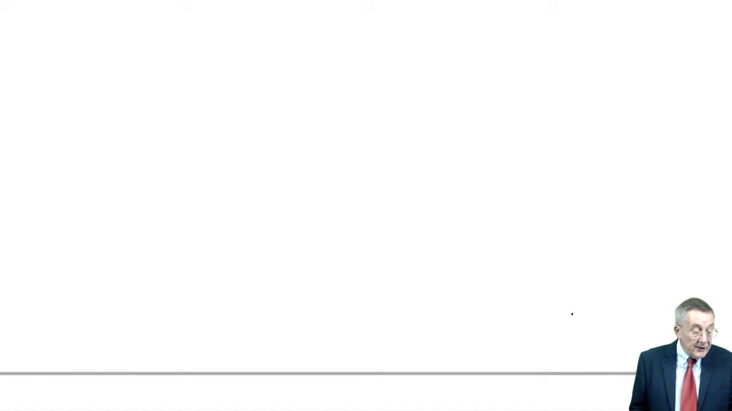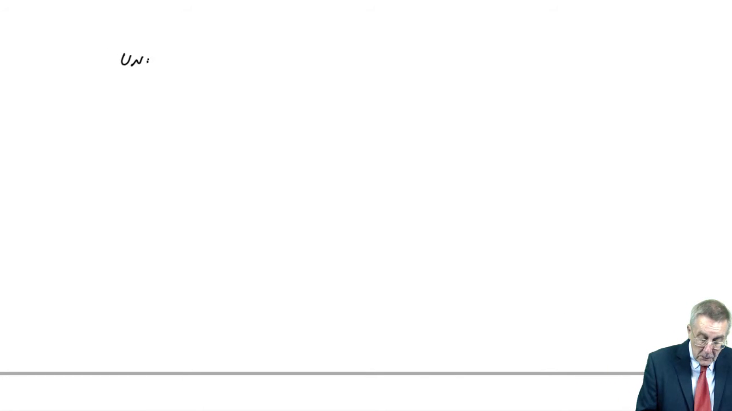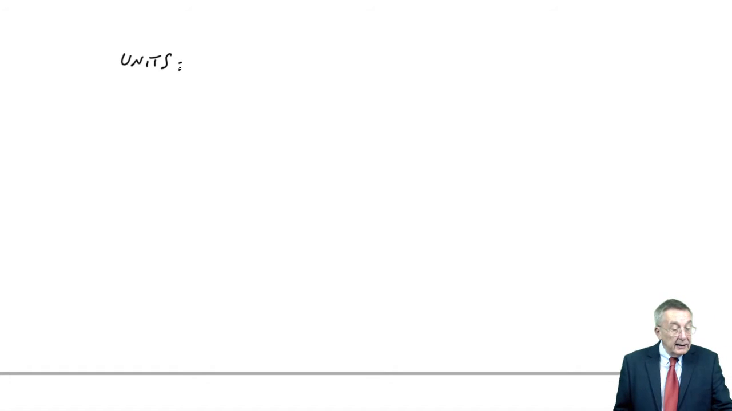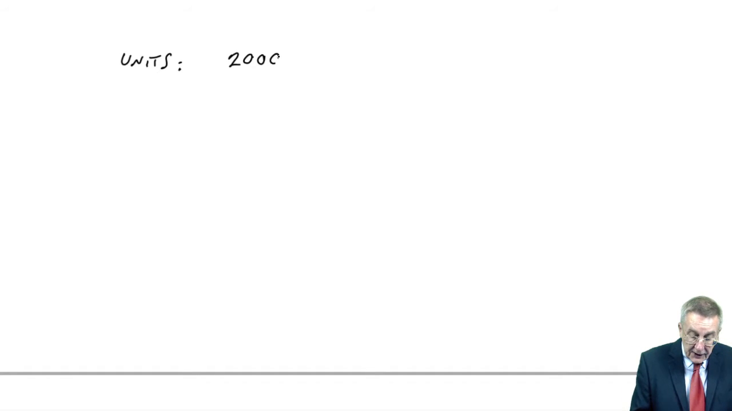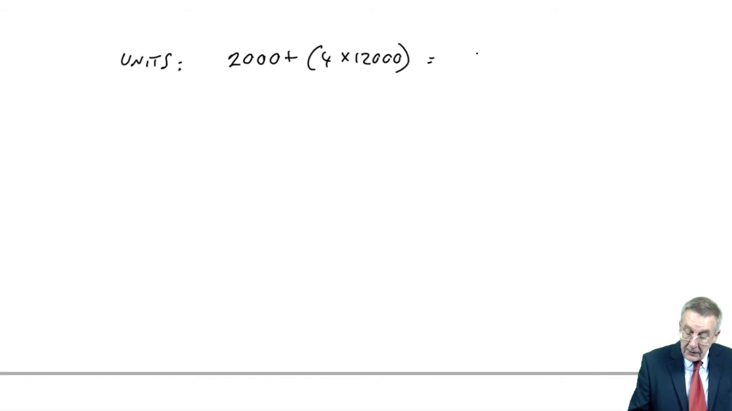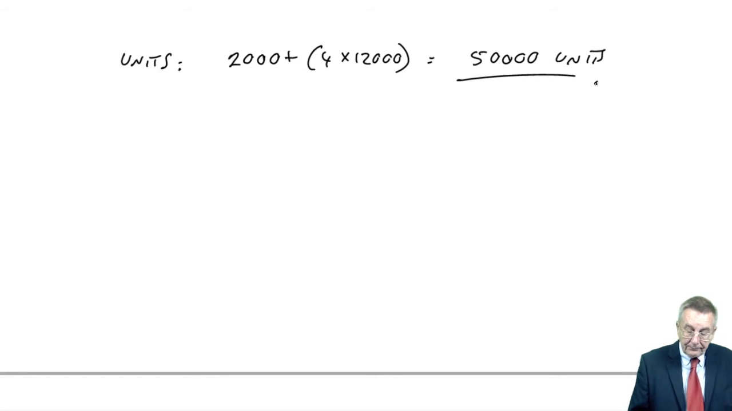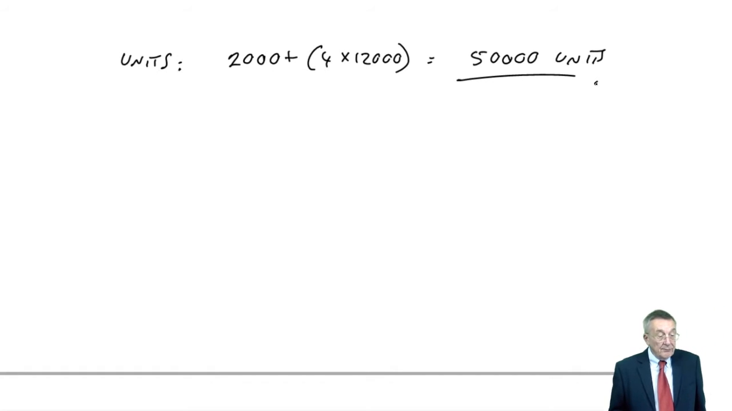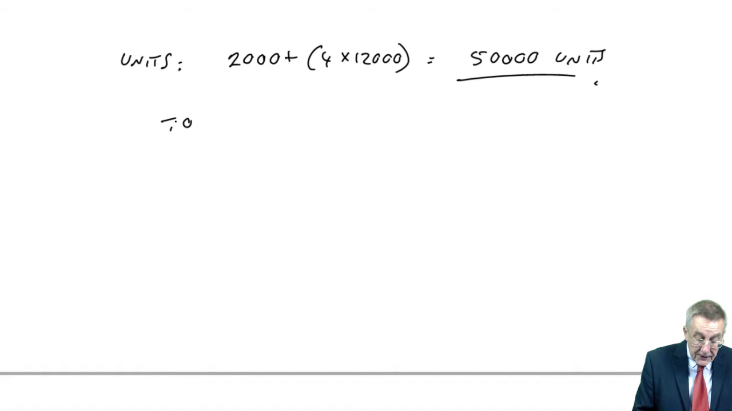It says the life cycle cost per unit. Well, how many units are we producing over the entire life? Over the entire life, it says 2,000 units in the first year, and then for each of the remaining 4, it'll be 12,000 units, so a total of 50,000 units. What are the total costs we're expecting to incur over the life?